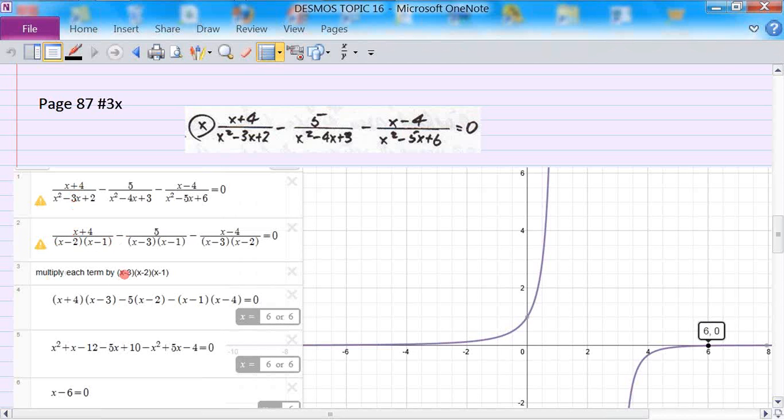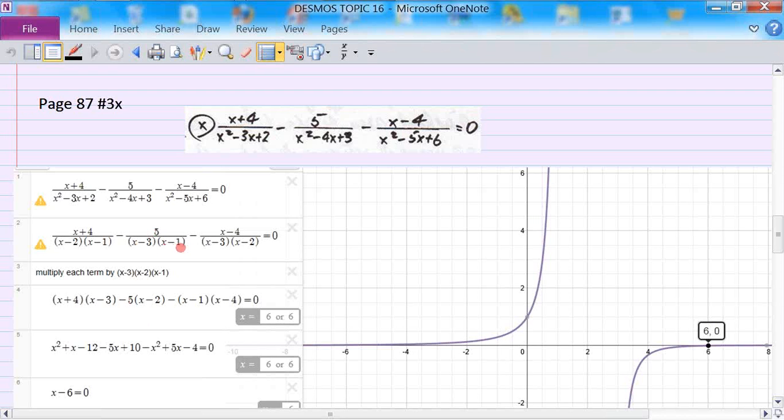But what I'm going to do is multiply through by the common denominator, which is x minus 2, x minus 1, and x minus 3. So that's the common denominator. I'm going to multiply each term by that. The first term will give me x plus 4 times x minus 3, because the x minus 2 and the x minus 1 will cancel in the top and the bottom. Go back to my original non-Desmos discussion and video, and you'll see how I did that.